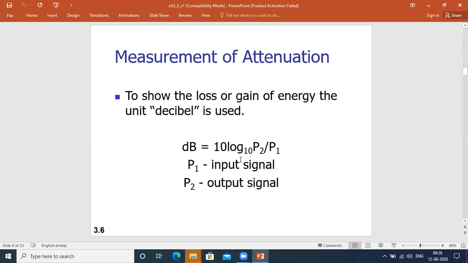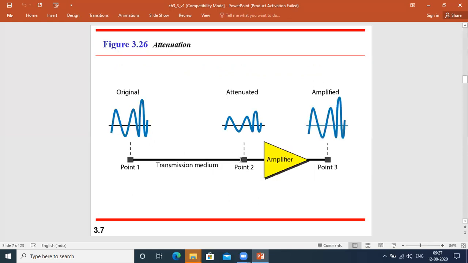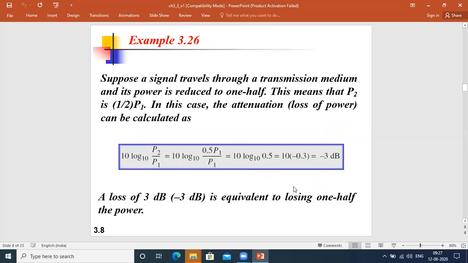Now the measurement of attenuation: the loss or gain of energy is measured in decibels. It is denoted by dB, small d, capital B. The value is 10 log10 (P2/P1). Here P1 is the input signal and P2 is the output signal. This is the diagram of attenuation. See here, the original signal is there. In the transmission medium there is a change in shape. If an amplifier is used, it again gains the original shape. By that we can reduce this problem.